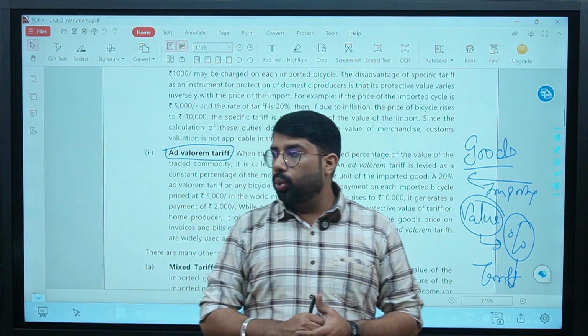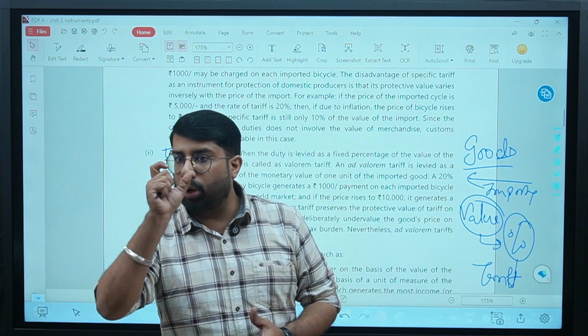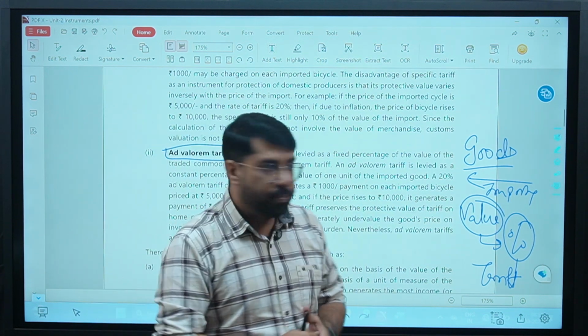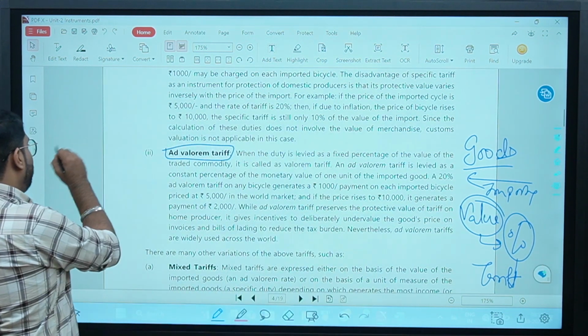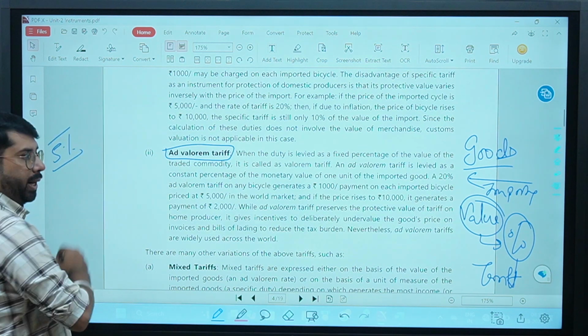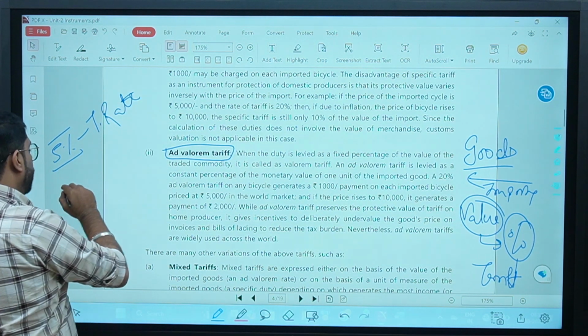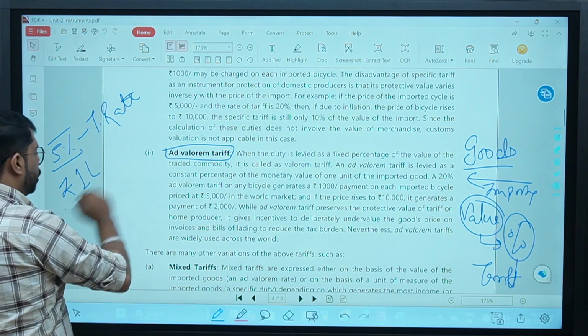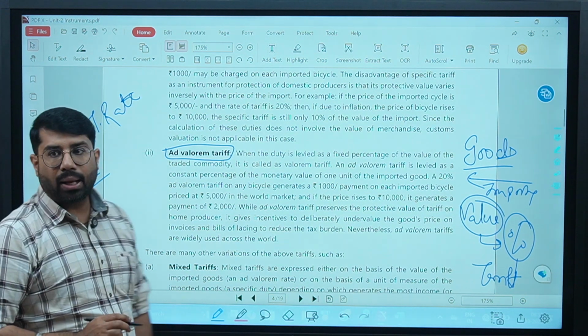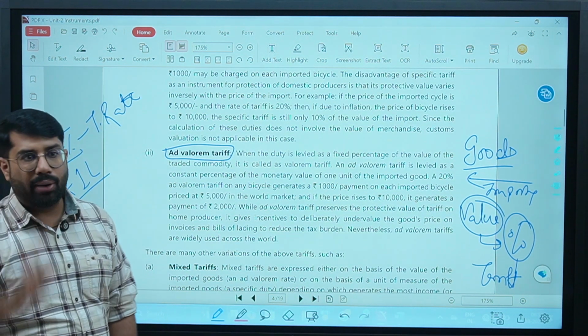Now government will tell you how much percentage of the total value of the goods you are importing you have to pay the tax. If government says that you have to pay tax at 5%, this is the tariff rate. What is the value of the goods you are importing? Sir, 1 lakh. 5% of 1 lakh, sir, 5,000 rupees tax you have to pay.